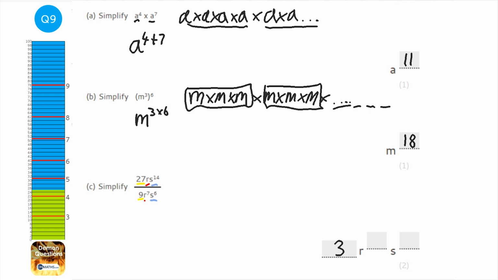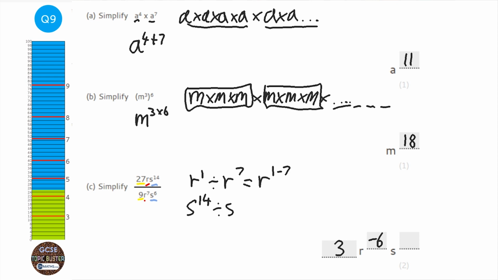Now this is R on its own. Now R on its own is R to the power of 1. And we're dividing it by R to the power of 7. Now when you times powers, you add them. When you divide them, you take away. So we're going to be doing R to the power of 1 minus 7. 1 take away 7 is just minus 6. And then we're doing s to the power of 14 divided by s to the power of 6. 14 take away 6 is 8.